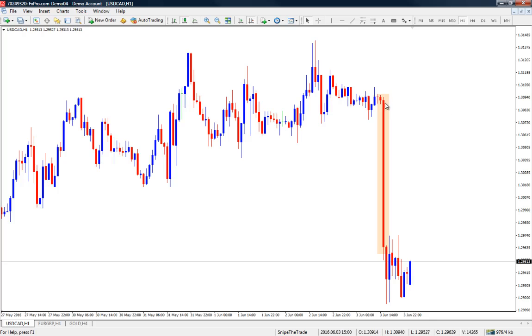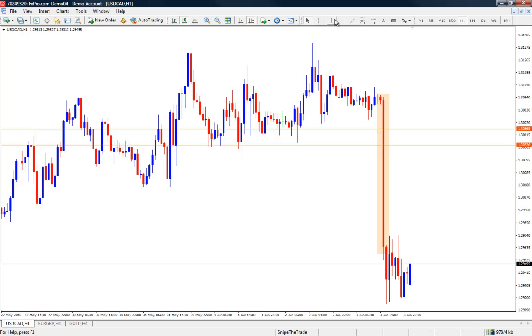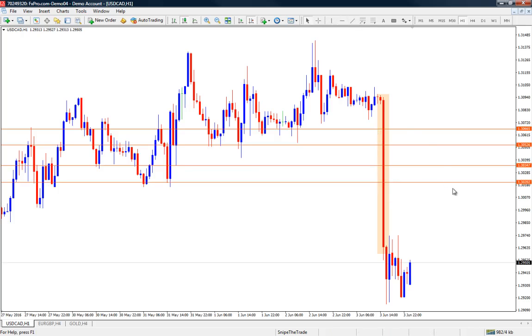At this level right here, there was a huge sell orders from a lot of traders and a lot of banks and a lot of big money started to sell the US dollar, Canadian dollar. And this means that there was no buyers at these levels trying to hold price up. And if there were buyers at these levels trying to hold price up, well, they were eaten by the sell orders and the sell pressure of these orders at the top.